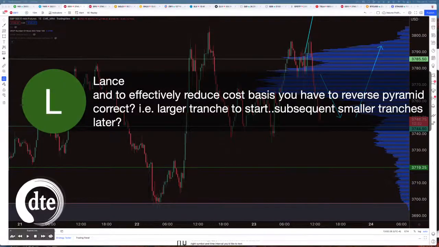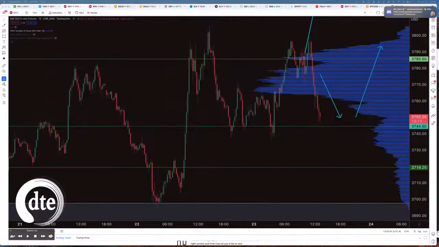All right, Lance says, and effectively reduce cost basis, you have to reverse pyramid, correct? I have no idea what that means. Larger tranche to start, subsequent smaller tranches. Oh, I see what you're saying. No, those are just what I do. I go 2-1, 2-1. To me, that works. I might go 2-1-1-1-1, right? But that's the way I start, thinking I'm going to do 2-1, 2-1.